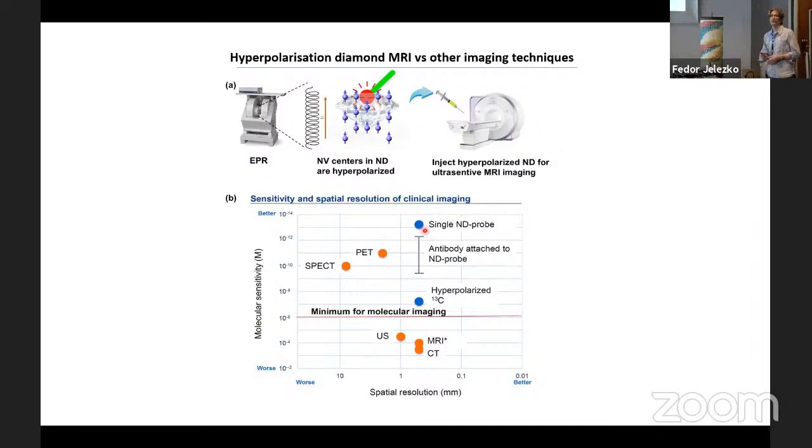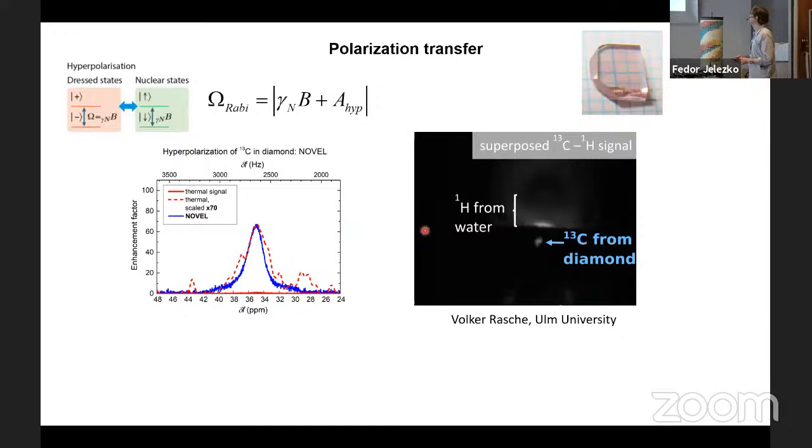Showing that it's possible to bring this into a scanner, I'll show you recent results that were obtained using an MRI scanner, not an NMR apparatus. This is a collaboration with Volker Asche from Ulm University Medical Center. So we hyperpolarized, again, a big piece of diamond using more advanced techniques, also sometimes pulsed polarization, and have been able to image it inside of the scanner. So it's now not an NMR spectrometer, but an MRI scanner.